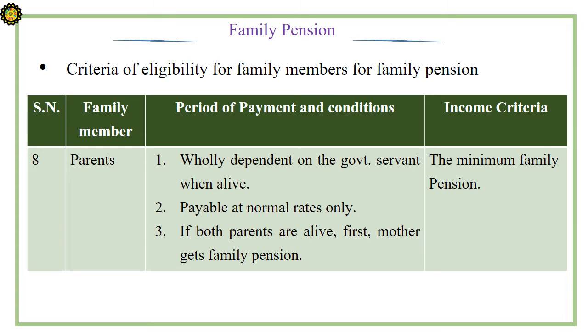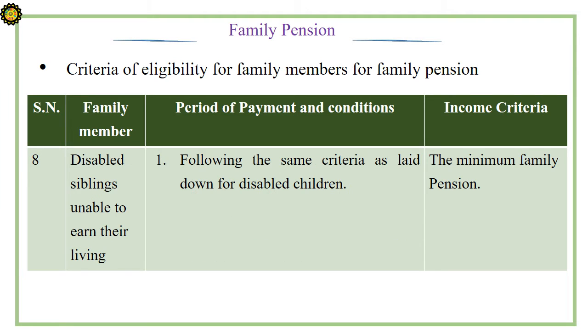Parents. Period of payment and conditions. Wholly dependent on the government servant when alive. Payable at normal rates only. If both parents are alive, first, mother gets family pension. Disabled siblings unable to earn their living, following the same criteria as laid down for disabled children.